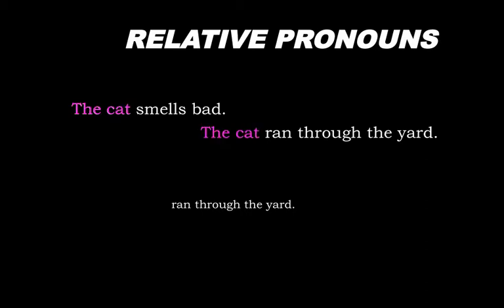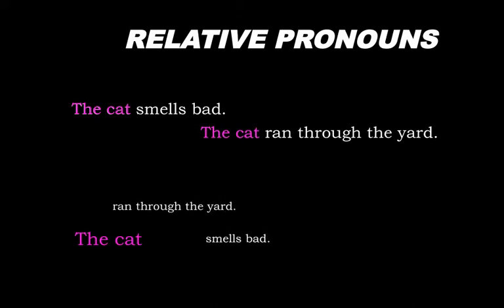We want to take these two sentences now and combine them into one. So, we notice that they both have in common the cat. And if we break the two sentences down from there, then we see the cat smells bad, and then the cat ran through the yard. So since they have cat in common, I don't want to duplicate that word. So instead, let's bring down the cat as the main part of our sentence, and bring down the two other meanings.